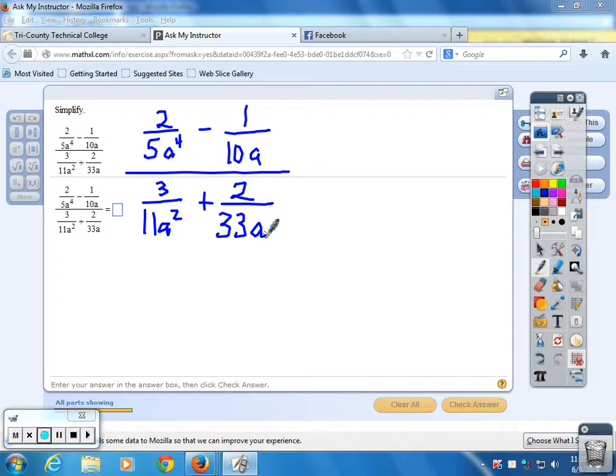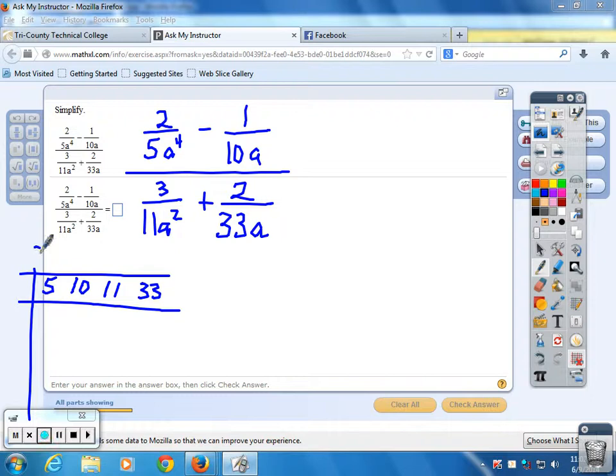So let's go over to our handy dandy little chart. And let's put a 5, a 10, 11, and a 33. And 2, 3, 5, 7, 11, and sometimes 13. Okay, we don't want all 1s on the bottom. That's what we want. So 5 will go into 2 of them, so I'm going to divide by 5. And that'll be a 1. We got one of our 1s.